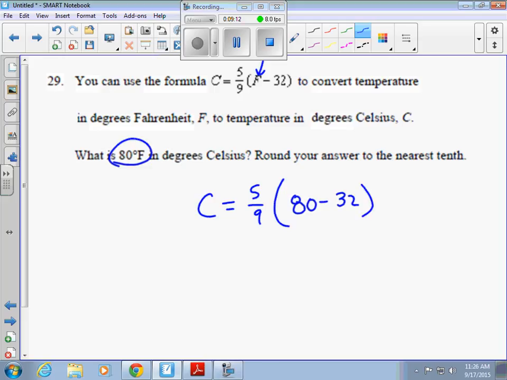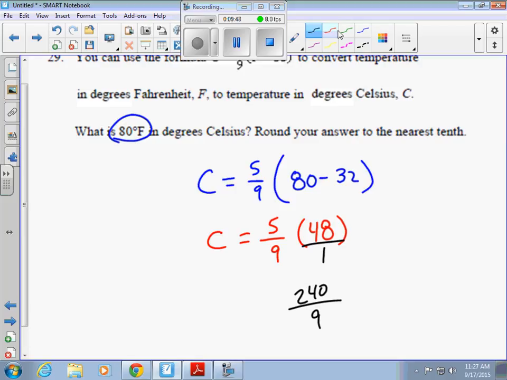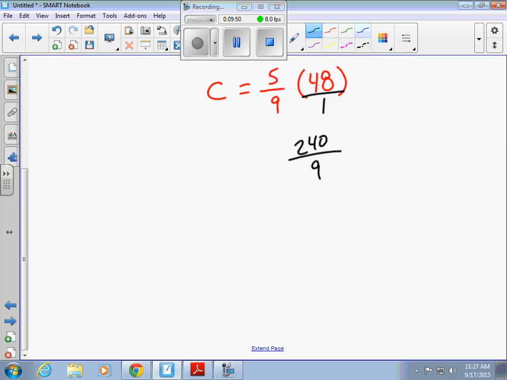Notice we just plugged it in place of F. 80 minus 32 is going to be 48. So we have 5 over 9 times 48 is equal to Celsius. If we multiply straight across, 5 times 48, we get 240 at the top, and 9 times 1 is 9. If we divide that by 9, we get 26.666, and it keeps repeating. So Celsius equals 26.66, and it keeps repeating.